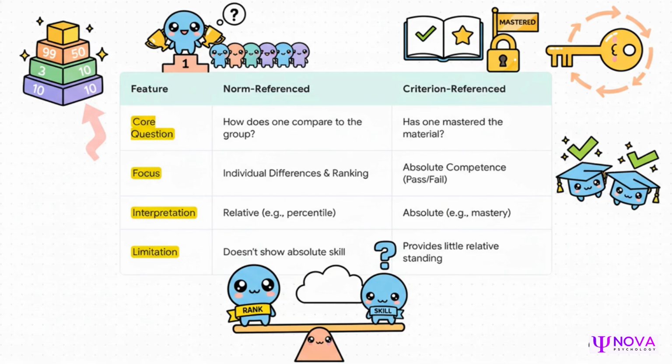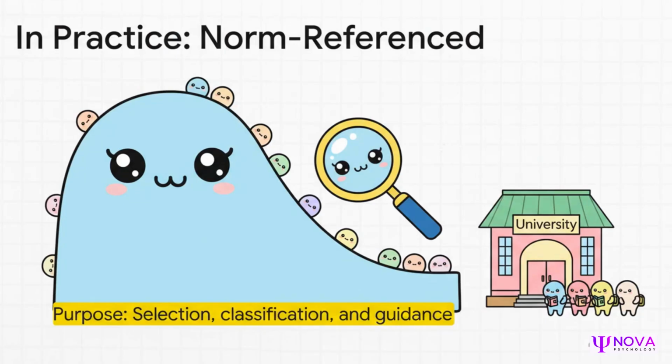On the other hand, criterion-referenced tests are about absolute competence. Did you master the material? Yes or no? The limitation there is you don't get a good sense of your relative standing. Two people can pass, but one might have a far, far deeper understanding than the other. And you see these norm-referenced tests all over the place, especially when the goal is to select or classify people. An IQ score is only meaningful because it places you on a bell curve relative to everyone else. The SAT is designed specifically to help colleges rank applicants against one another. The whole point is to tell people apart.